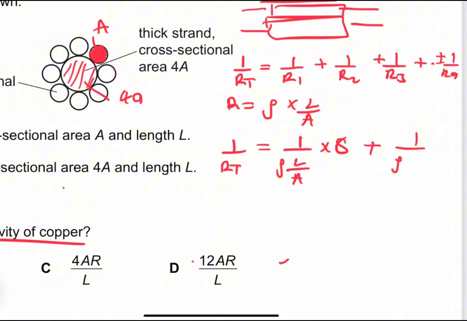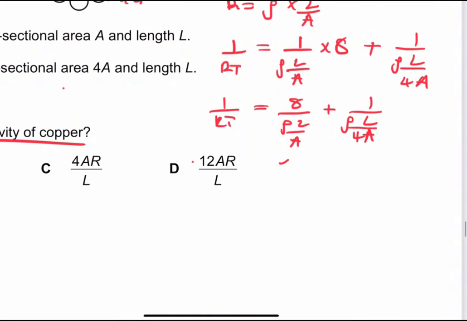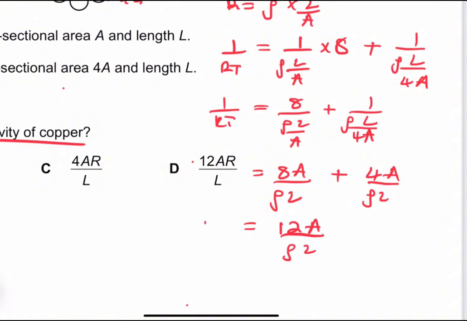Plus 1 over rho L over 4A. Okay, so basically 1 over RT will be equivalent to 8 over rho L over A plus 1 over rho L over 4A. If we were to express this as a normal fraction, we're basically flipping the fraction, so it becomes 8A over rho L plus 4A over rho L. If we add these two up, we get 12A over rho L, which is actually 1 over R.